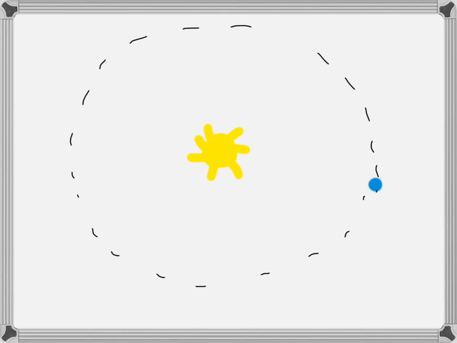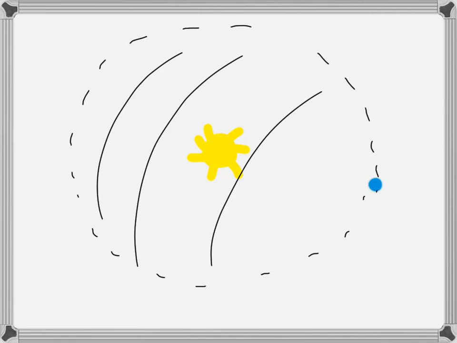Keep in mind this picture is not to scale. Hopefully you know that. You've got the sun, you've got the Earth going around the sun, and all those photons are going in all directions through the sphere, right? Through this sphere that is made up of the radius from the Earth to the sun.